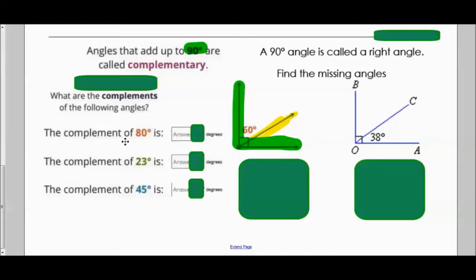So if we're asked for the complement of 80 degrees, it's really just asking for the other angle that would add up to 90 degrees with it. The angle that complements it to get it up to 90 degrees, that would have to be 10 degrees. For 23, we're trying to figure out the angle that adds up to 90 degrees with this 23. So a simple way to figure that out is really just working backwards. We do 90 minus this 23. That would give us 67. Same thing on the last one. The angle that complements this or adds up to 90 with 45 is 45. So those are actually congruent angles or equal angles.